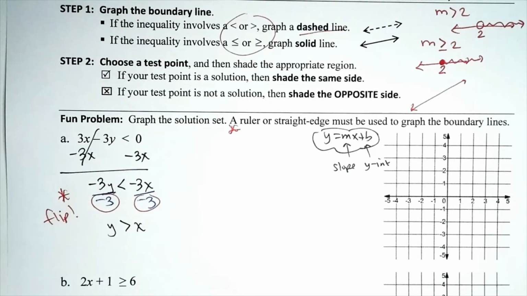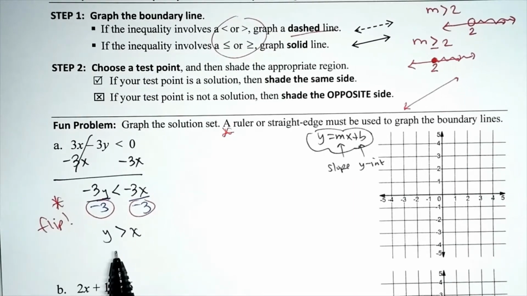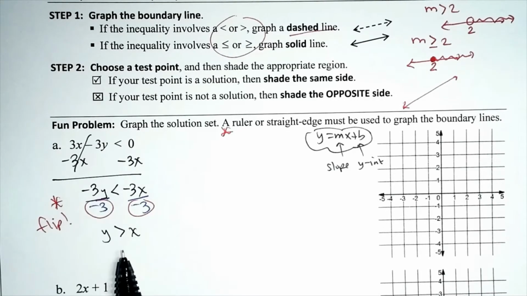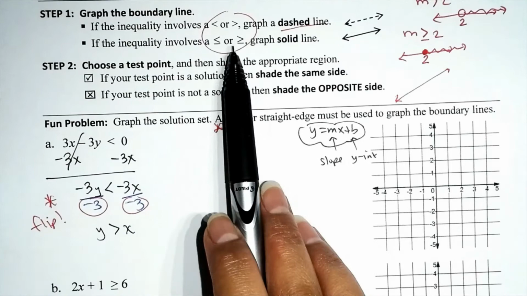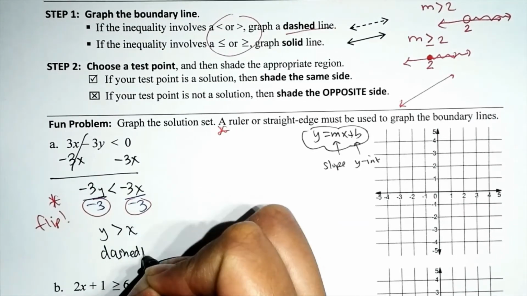Cool, fantastic. Now the question that I'm going to ask myself is this: are the points on the boundary line part of the solution? In English, can I graph the boundary line? And the answer is no, because the inequality symbol doesn't have the equal to part. So I'm just going to put a love note to myself and say that we have a dashed line.